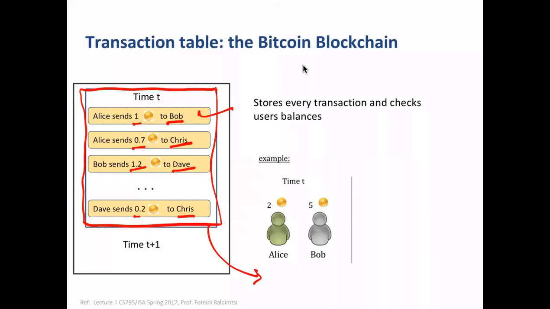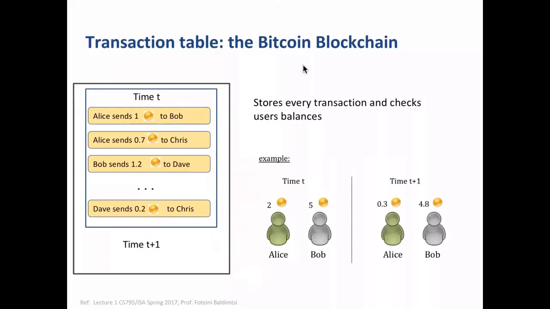So at time t, Alice has 1 Bitcoin and Bob has 5 Bitcoins in the beginning, and after t plus 1, Alice will have 0.3 Bitcoin and Bob will have 0.48 Bitcoin. So all these checks and balances are done. Everyone can see that.